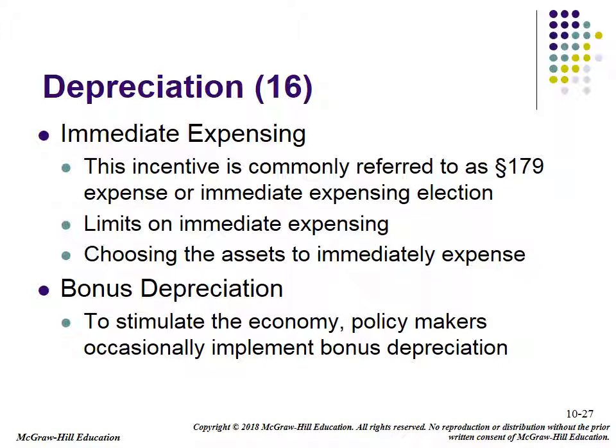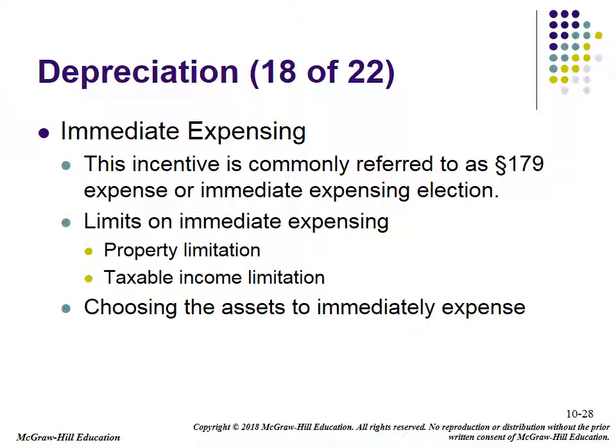There are limits on expensing. We will look at those. And we have to choose the assets to immediately expense. What assets qualify? There's also another immediate expensing, and that's called bonus depreciation, and that was introduced probably about 10 or 15 years ago. Section 179 expensing has been around for a very long time, 30, 40 years. So let's look at Section 179.